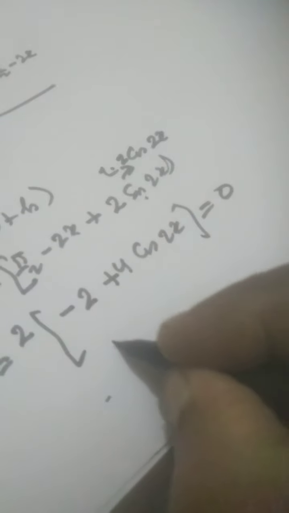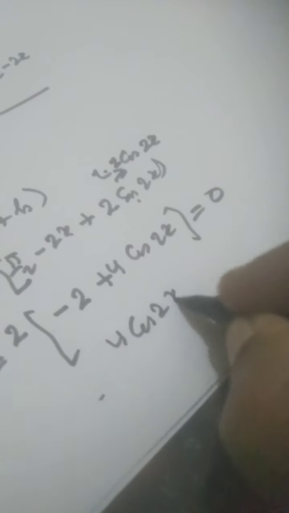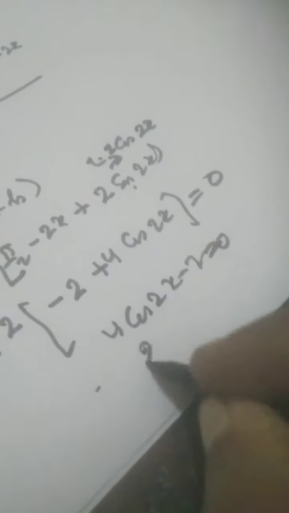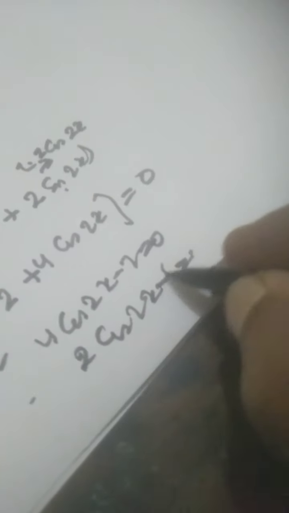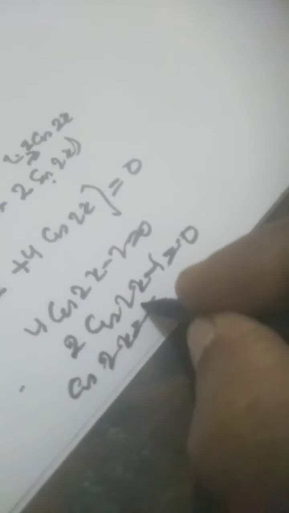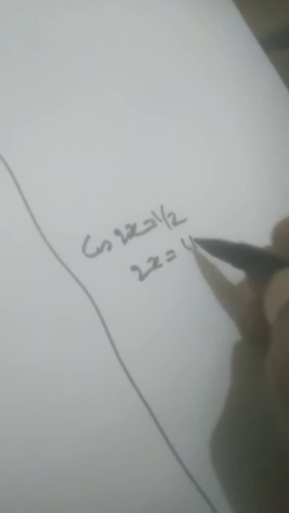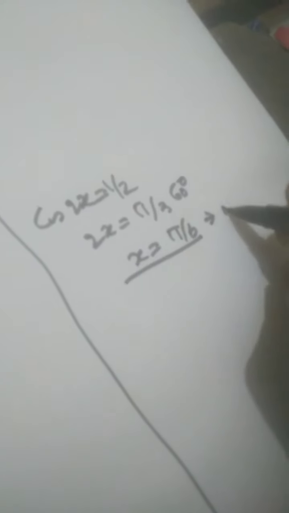So we get 4 cos 2x minus 2 equal to 0, or 2 cos 2x minus 1 equal to 0, that is cos 2x equal to 1 by 2. It means 2x equals pi by 3, that is 60 degrees. It means x is pi by 6. We have now found the condition for maximum perimeter.